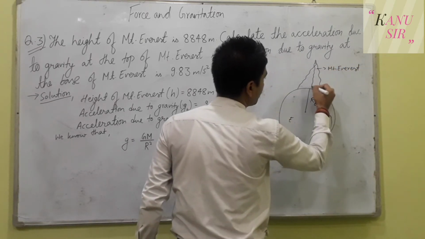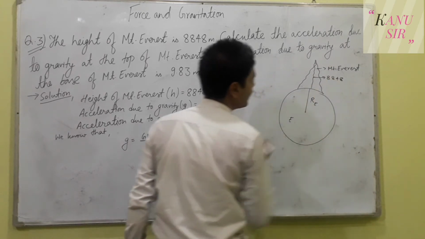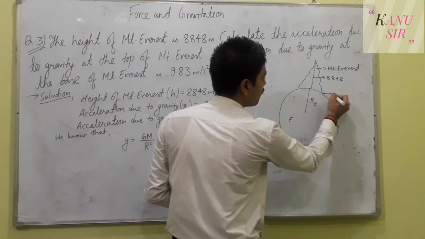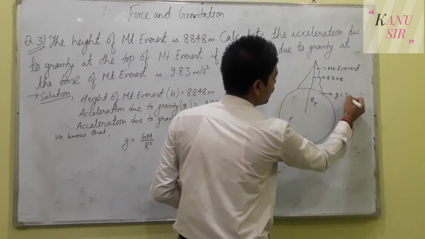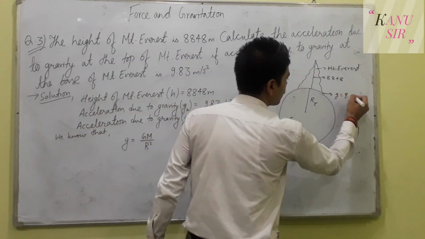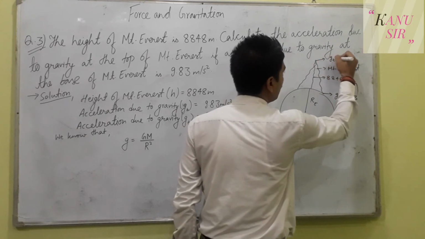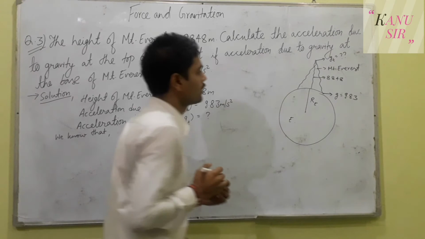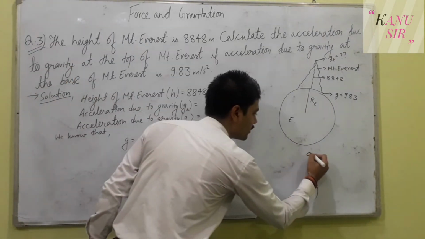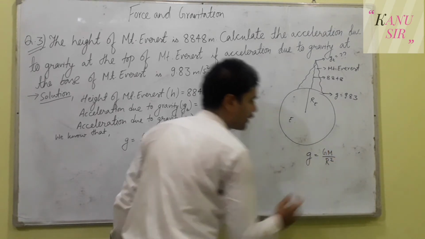So the height of Mount Everest is 8,848 meters, and the acceleration due to gravity at the base, meaning on the surface of the earth, is g equals 9.83, and we are asked to find the gravity at the top. So we have the same formula, that is g equals GM upon r square.